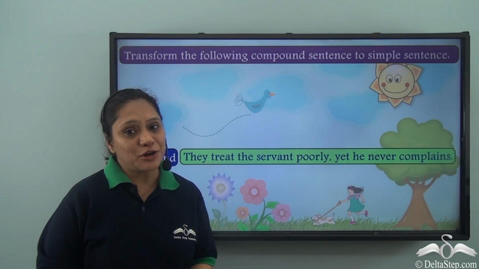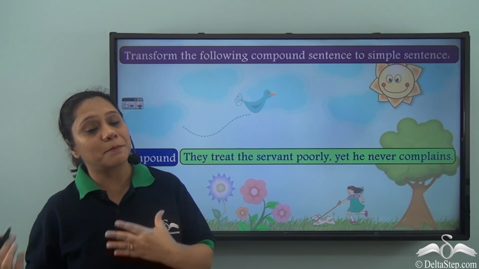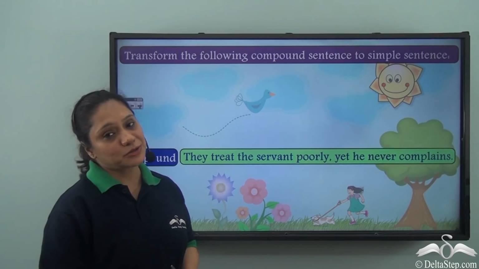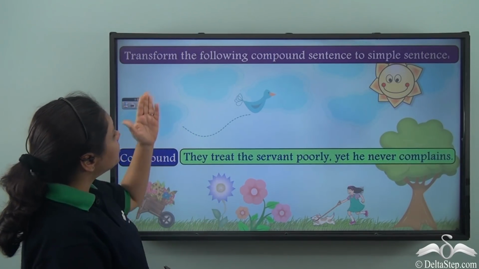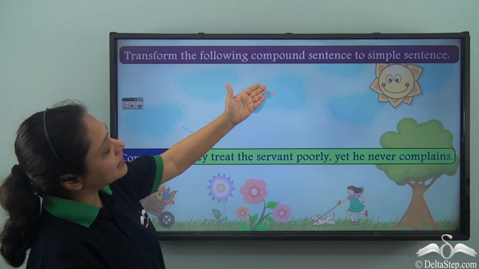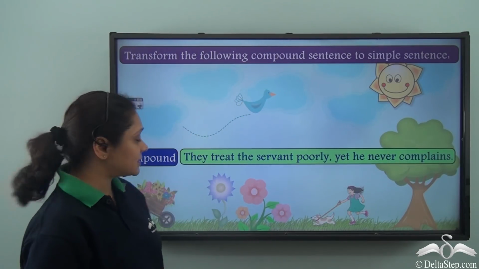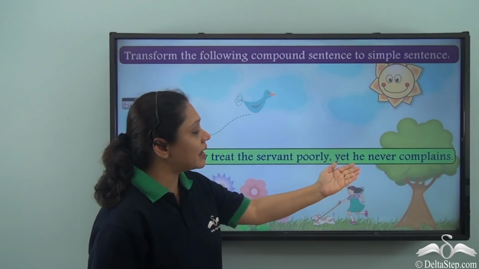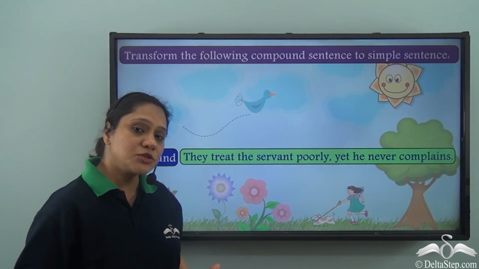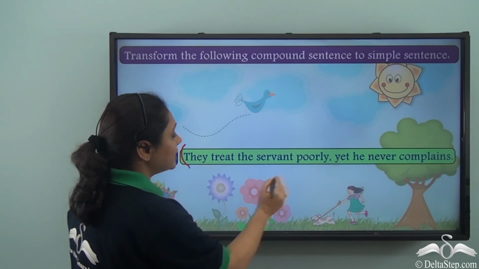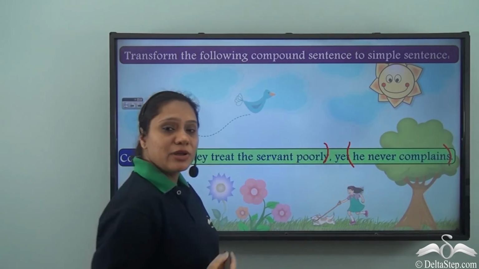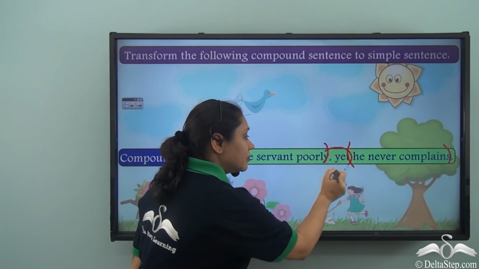So now that you have seen how we can change a compound sentence to a simple sentence, let us try to do this exercise. Transform the following compound sentence to simple sentence. They treat the servant poorly, yet he never complains. So what are our two clauses here? They treat the servant poorly, he never complains, and we have used the conjunction yet.